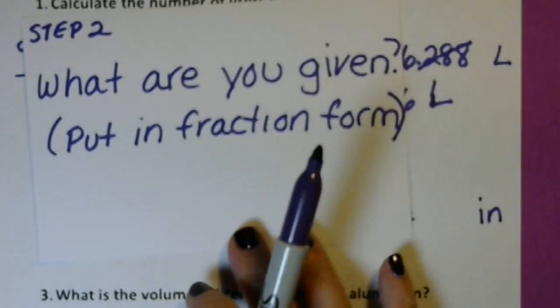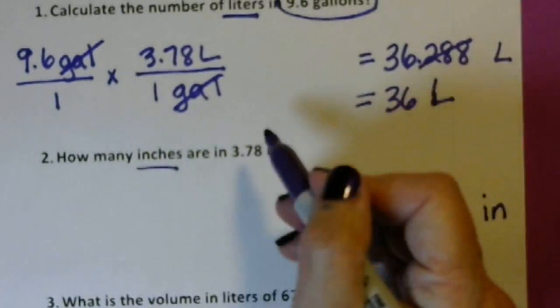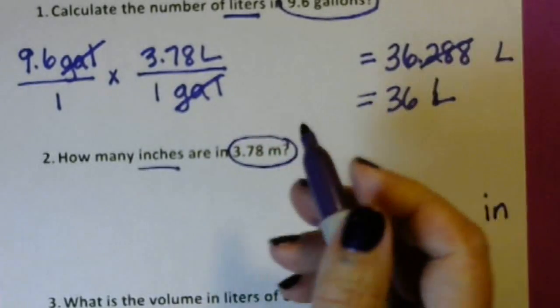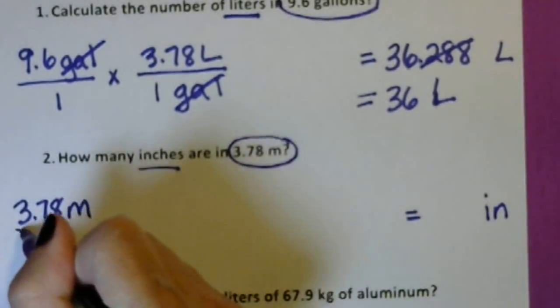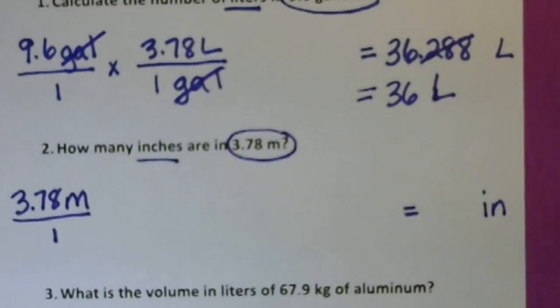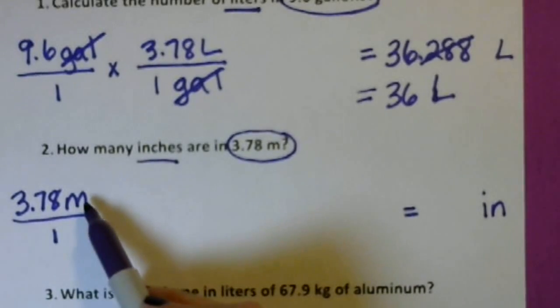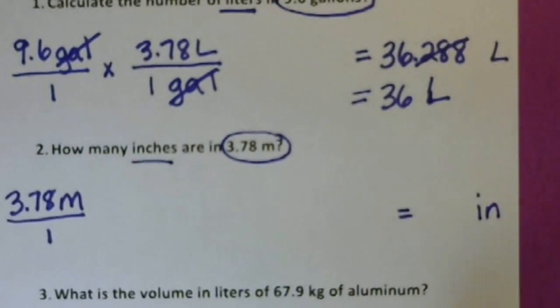Step 2, what are you given? So what information does the problem give us? So it gives us that there's 3.78 meters. And we're going to make this in a fraction because it wasn't already in a fraction. So I'm going to just put that over the number 1. So I remember the meters is on the top. Technically, inches is also on the top of a fraction, so it should be on the top also.